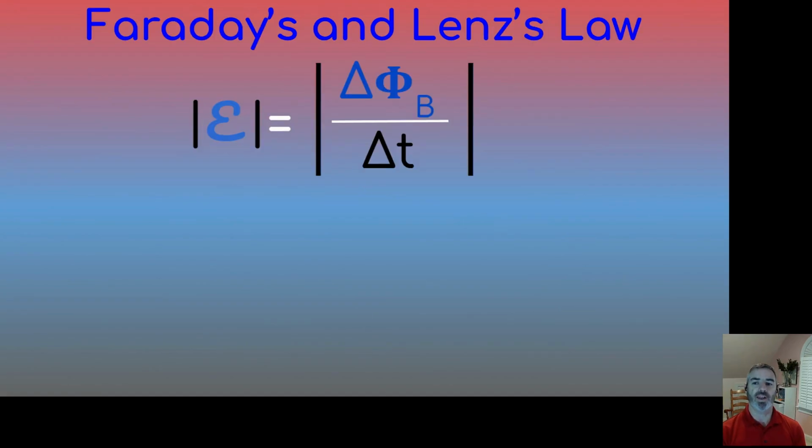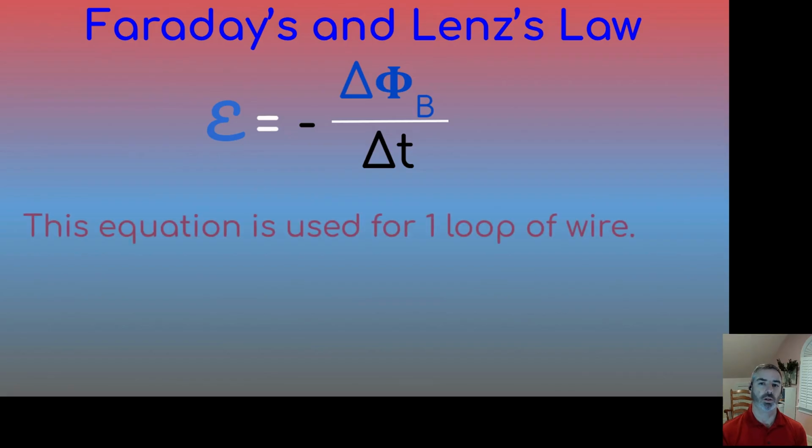So when we look at Faraday's law and we combine it with Lenz's law, Faraday's law is the absolute value of the EMF is equal to the absolute value of the change in flux over time. But we apply Lenz's law and it gives us a negative sign because it's inducing an EMF that is negative to that change in flux from the magnet. Now this equation is used for one loop of wire.